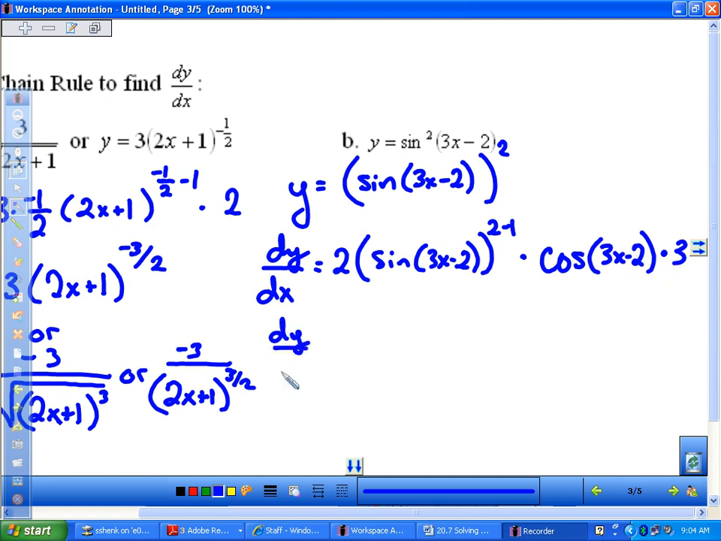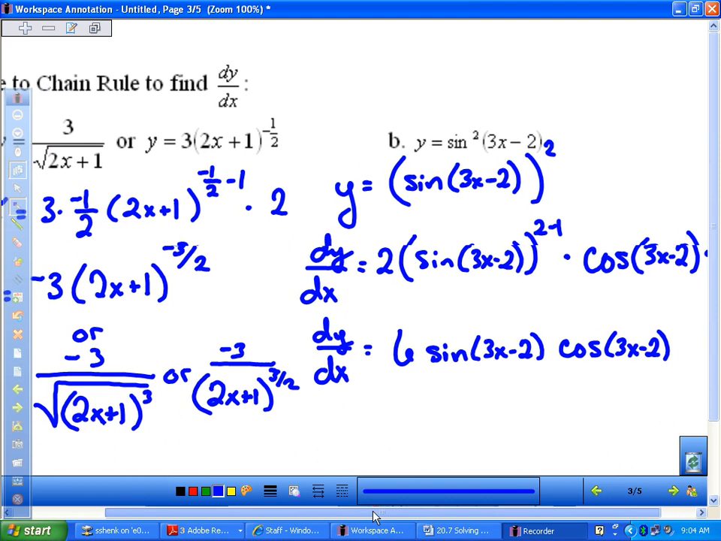So our derivative, as we simplify this down, dy dx, we've got constants of 3 and 2. 3 times 2 is going to give us 6. Sine of 3x minus 2 to the 2 minus 1 would be to the first, so sine of 3x minus 2 cosine of 3x minus 2. Okay.